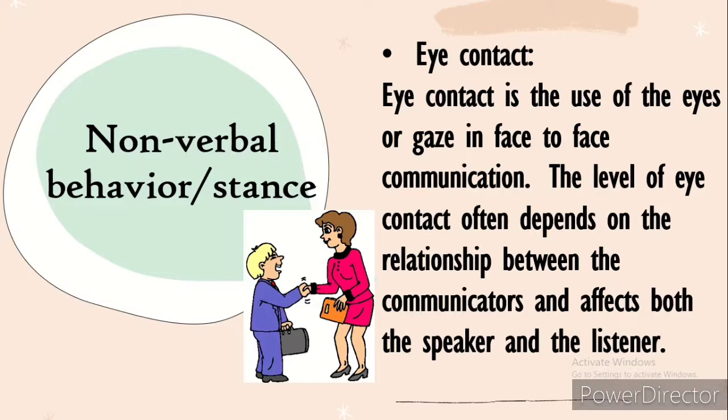The way you look at someone can communicate many things, including interest, affection, or attraction. Eye contact is also important in maintaining the flow of conversation and for gauging the other person's interest and response.